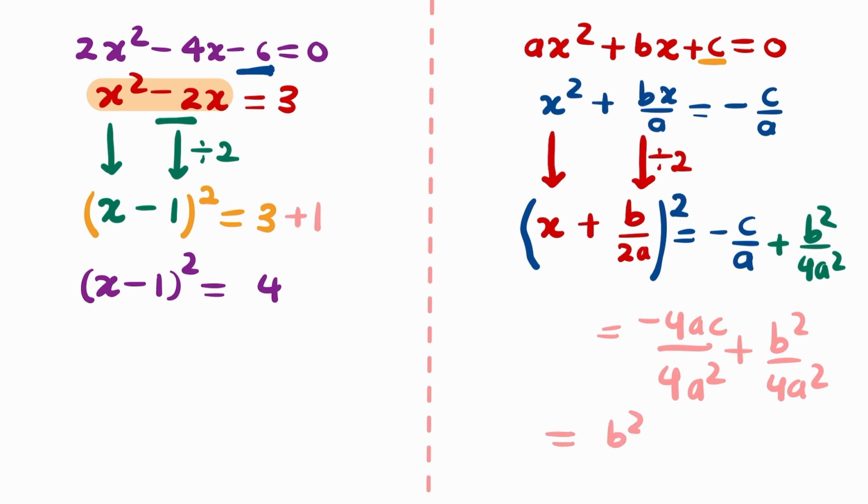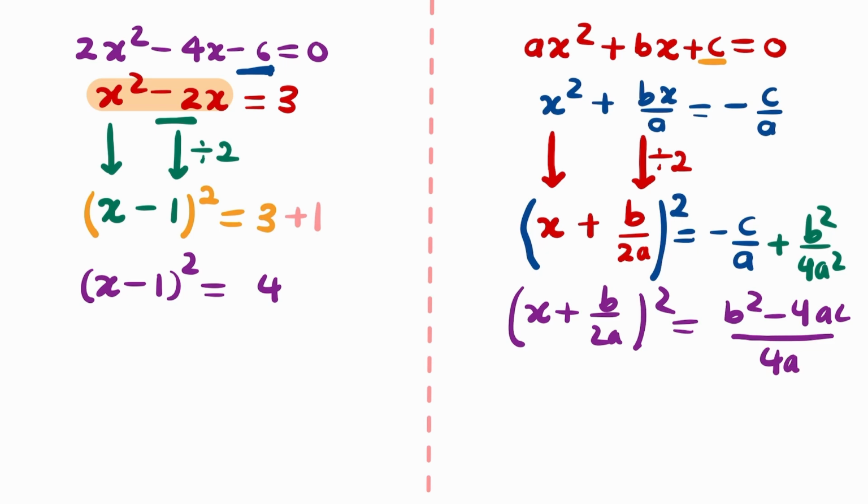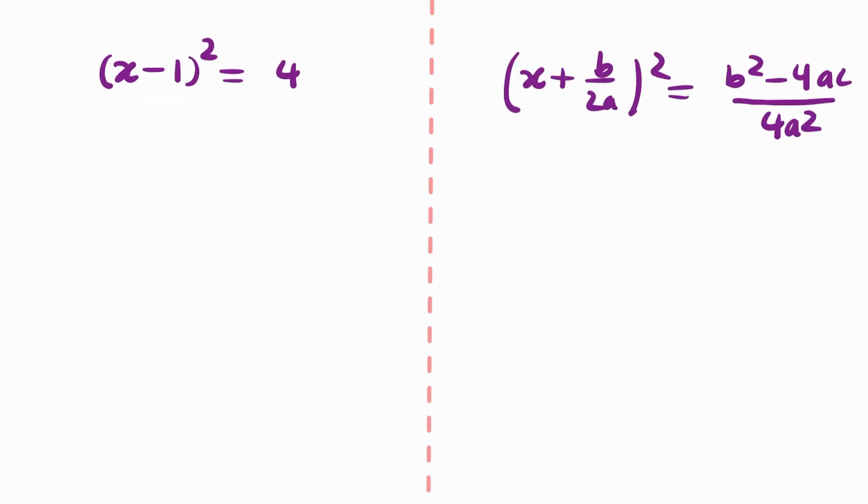It will be b squared minus 4ac, and the common denominator is 4a squared. So after simplifying, what do we get? (x plus b over 2a) squared equal to (b squared minus 4ac) over 4a squared. Now in order to simplify this equation further, we can take square roots from both the sides so that we can cancel out the square and square root signs like this.